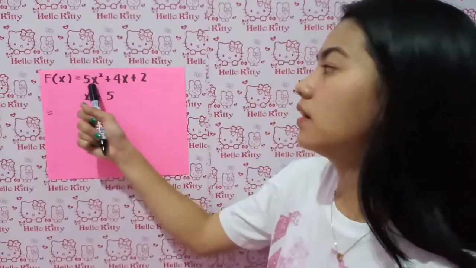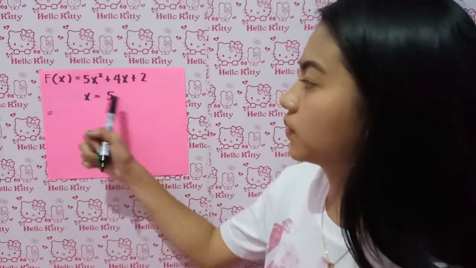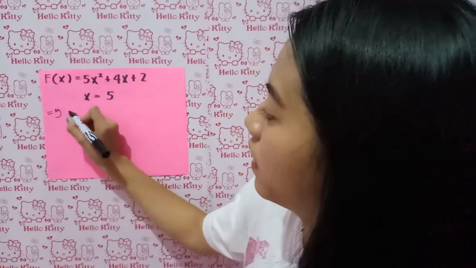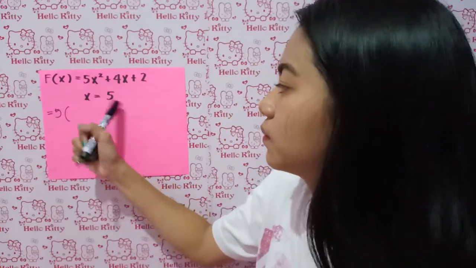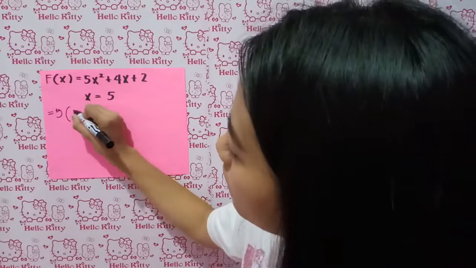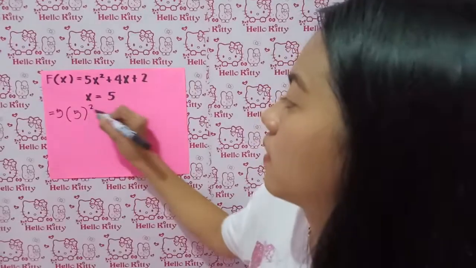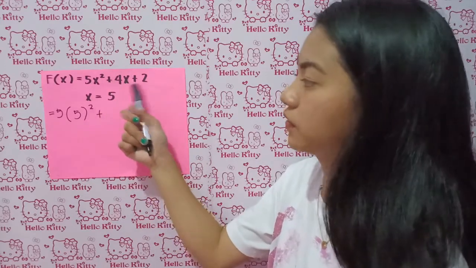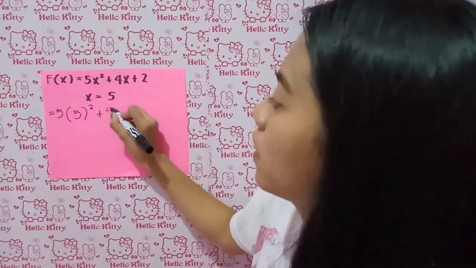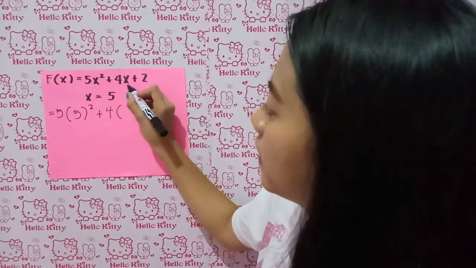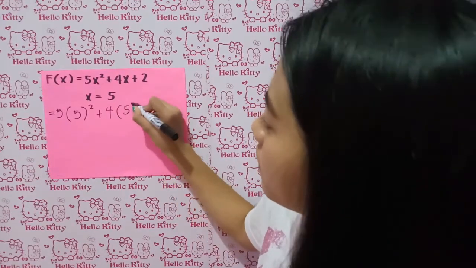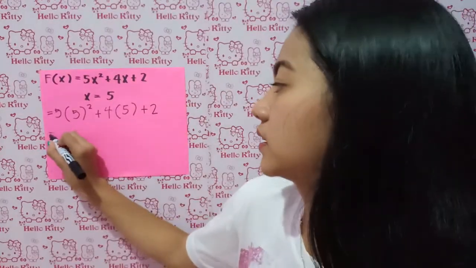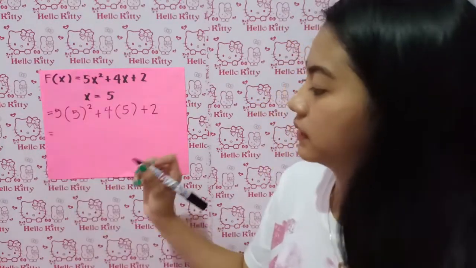We have here the first term, 5x squared, 5. We need to replace the x with the 5 and squared. Plus, we have here the second term, which is 4x. Just copy the 4 and replace again the x with the 5. Just copy the 2. Then next, we have to perform this.